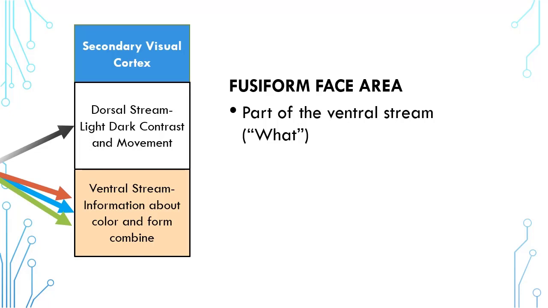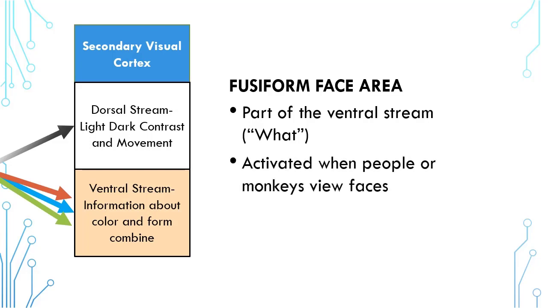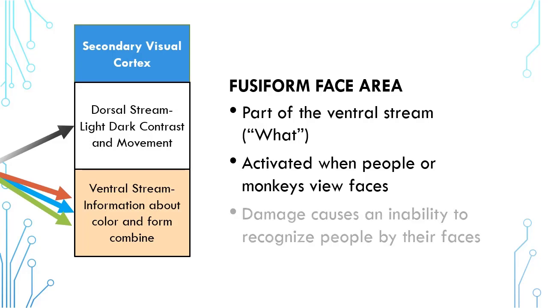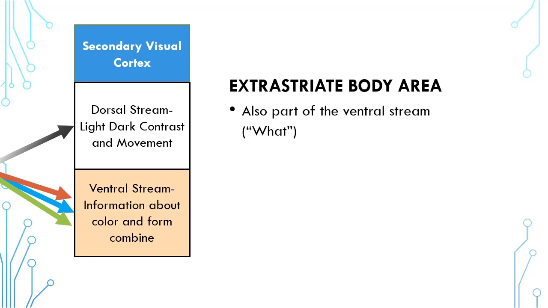So the fusiform face area falls into this ventral stream, part of the information about what's going on. And we see that it's activated in fMRI studies and things like that if people are viewing faces or if monkeys are viewing faces, much like we saw in that picture. And as I just said, damage prevents you from being able to effectively recognize faces.